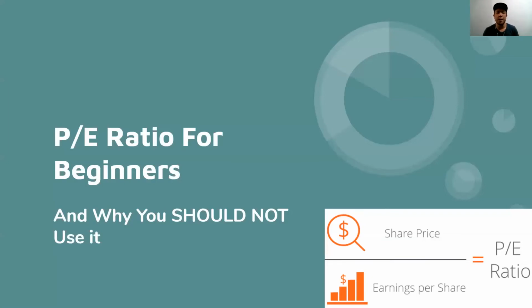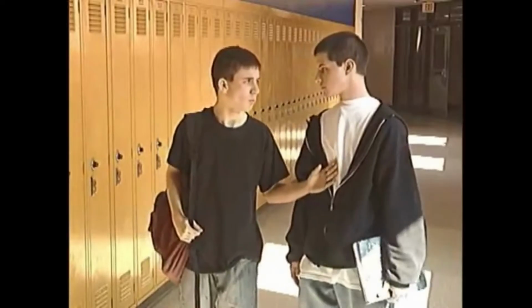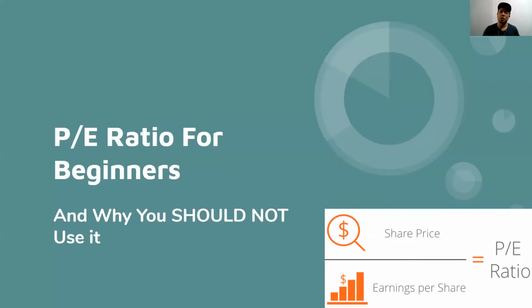My name is Jesse, and today we're going to be talking about the PE ratio, or the price to earnings ratio. This is going to be a very simple guide for beginners. Although it's probably one of the most popular metrics people use to value companies and stocks, I'm going to tell you why it's actually not a very good indicator of a company's value, where it falls short, and what I believe you should use instead.